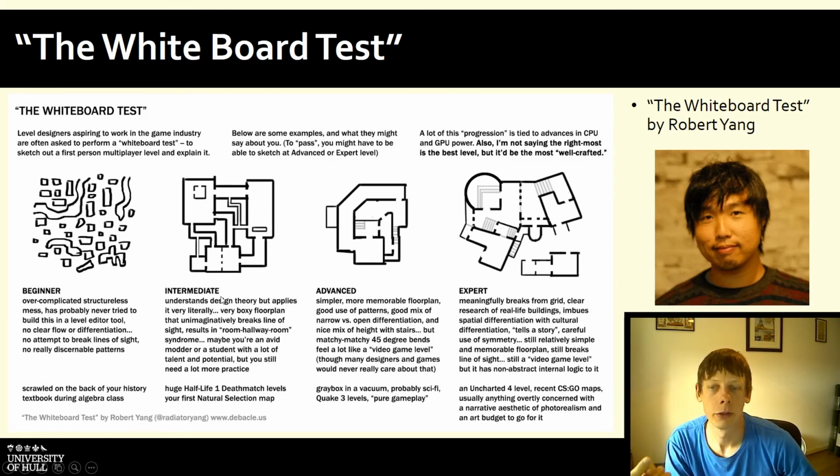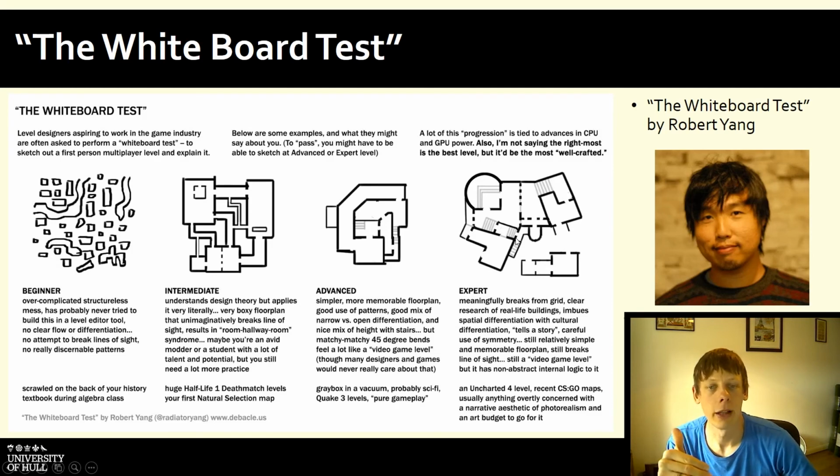Intermediate would be understanding design theory, very boxy floor plan. Again, lots of 90-degree angles here. Room, hallway. So he's going for the narrow to big open space, but maybe there's a bit too much of it. Then more advanced is starting to try and break away from the grid, but it's kind of like a pattern of 45-degree angle, then another one here, sort of matching.